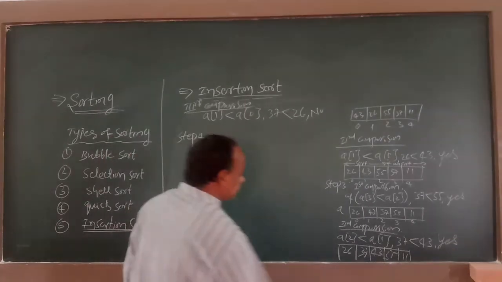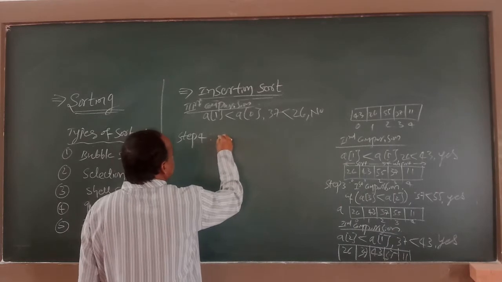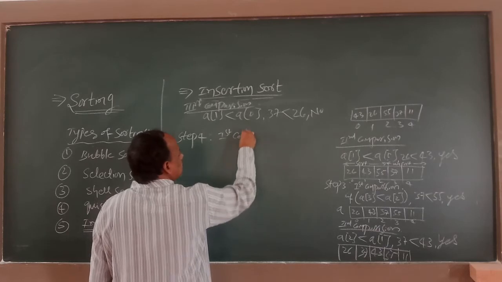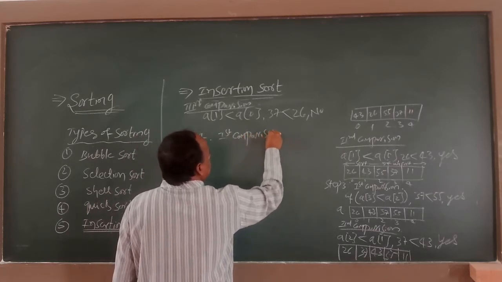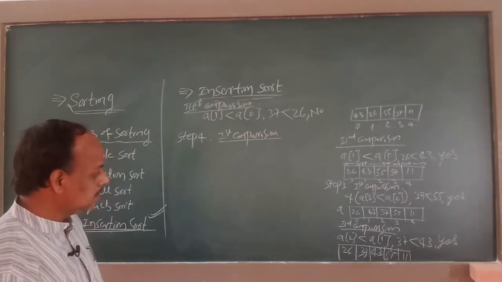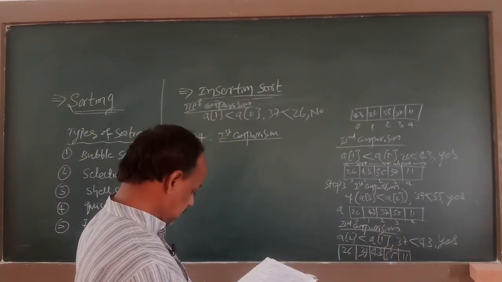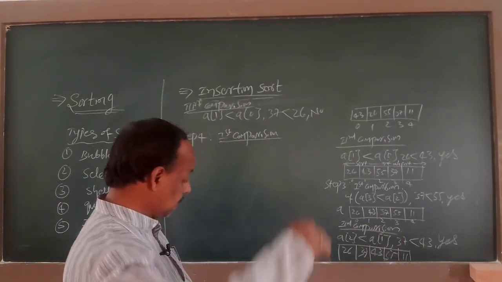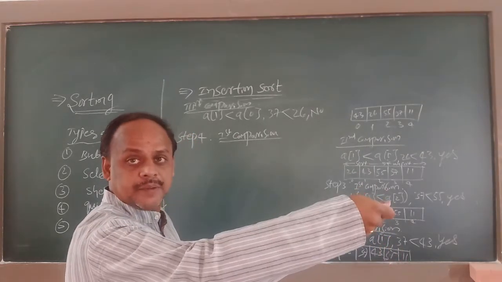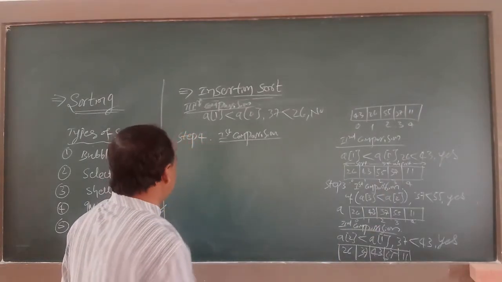Fifth element means in step 4, first comparison. What is that first comparison? Next unsorted part, first element means 11, right? So 11 is there in A of 4, right?